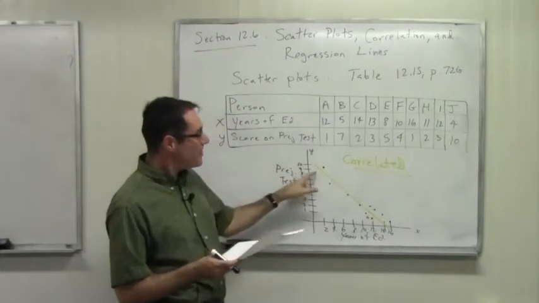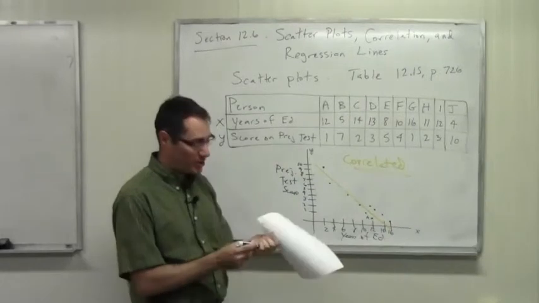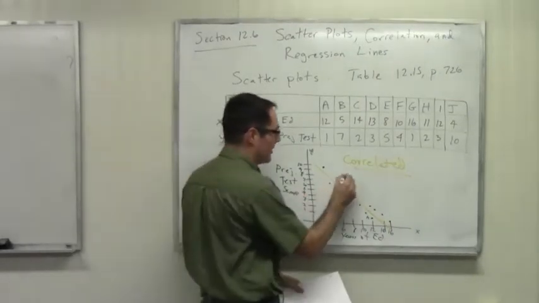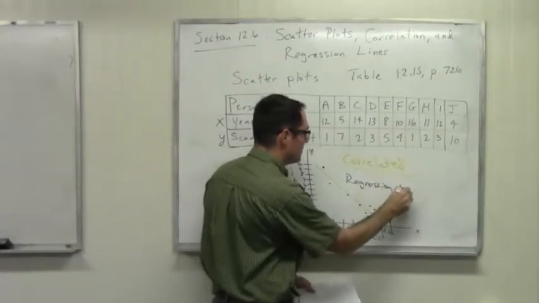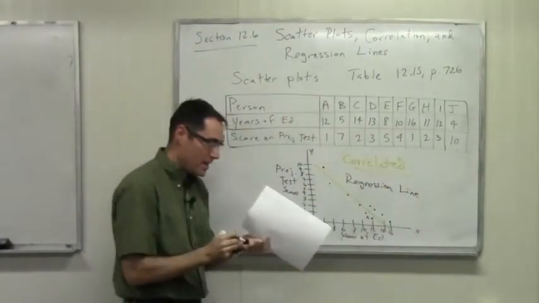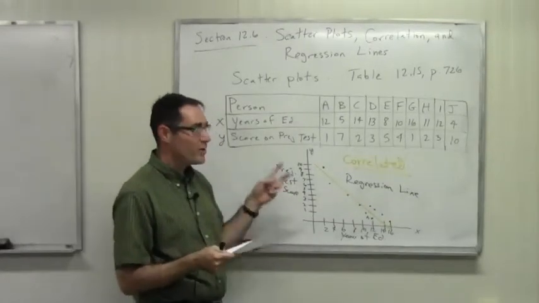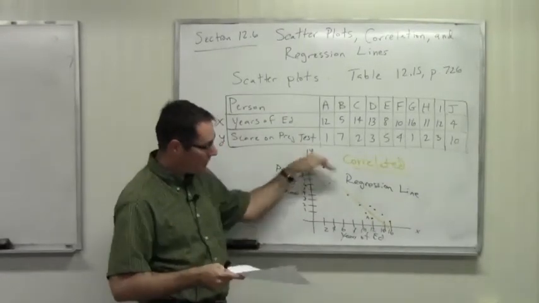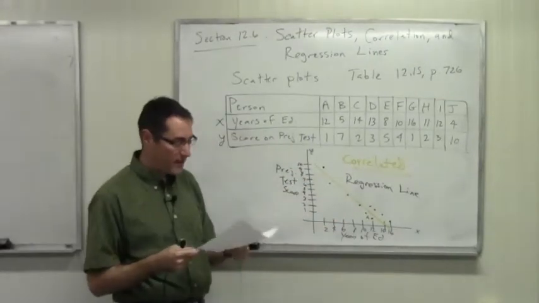All right. So this line right here is called a regression line. And the regression line is what we call the best fit. That's what I was doing when I was trying to angle it so that it gets closest to all the different points. It's the best fit. Okay?